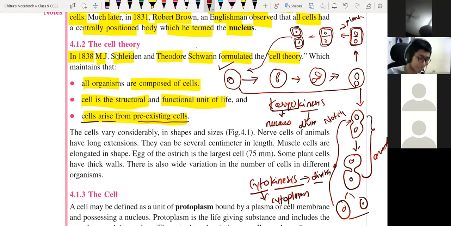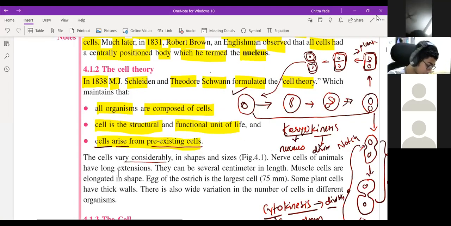So the cell varies considerably. There are many different kinds of cells, because our heart is formed by a type of cell called the cardiac cell. Then the respiratory system is formed by the respiratory cell. And our body, bone, whatever different kinds of organs and parts we have, they are formed by different types of cells.